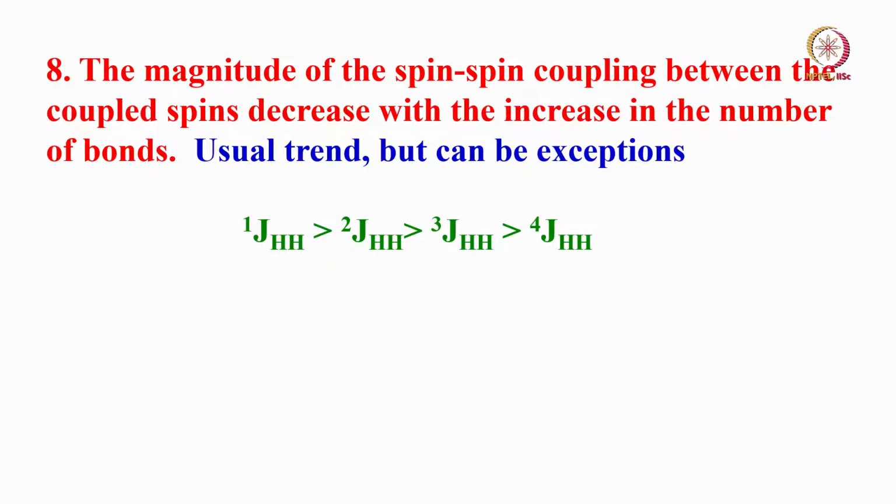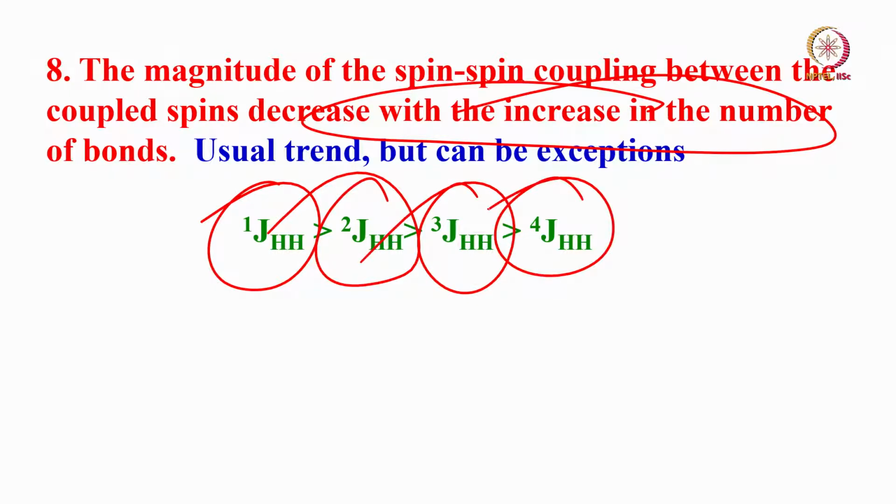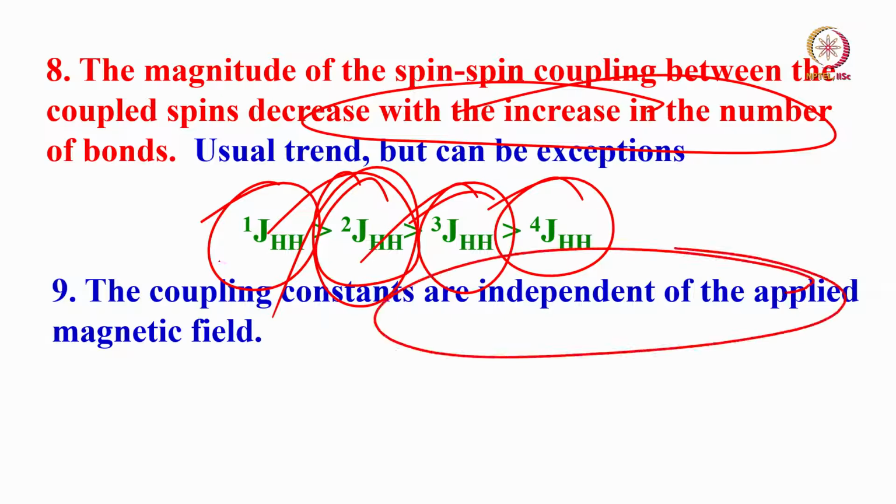The magnitude of the spin-spin coupling between the coupled spins decreases with the increase in the number of bonds, that is what I told you. 1 bond coupling is larger than 2 bond coupling, than 3 bond coupling, than 4 bond coupling. But it is a general trend, there can be exceptions. It is possible that a 2 bond coupling is smaller than a 3 bond coupling; there are many examples like that. Many deviations are possible in NMR, but remember this is the usual trend: as the number of intervening bonds increases, the strength of interaction keeps coming down. And the coupling constants are independent of the applied magnetic field. It's a very, very important point one should remember.